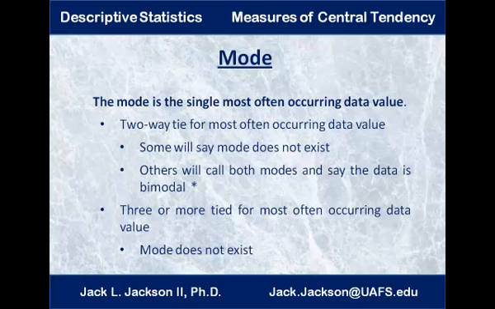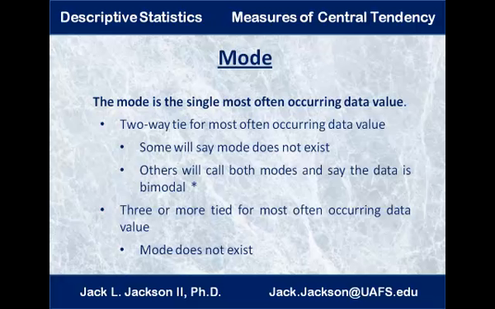So what do you do if there's a tie? Well, there's actually a difference of opinion about this. If there's a two-way tie for the most often occurring data value, some people will say that the mode does not exist. They're very purist and they say that a mode must be the single most often occurring value, and that's it. If there's not a clear winner for the single most often, there is no mode. Others are okay with a tie, and they'll call both of these things modes, and they say the data is bimodal. We'll go ahead and use this if there's a two-way tie for this class.